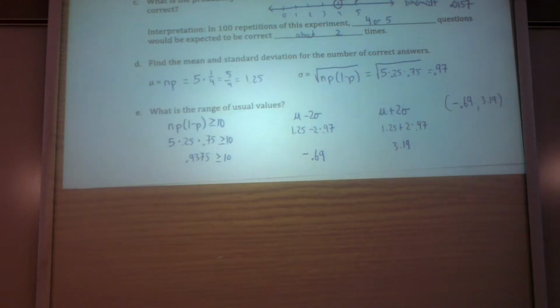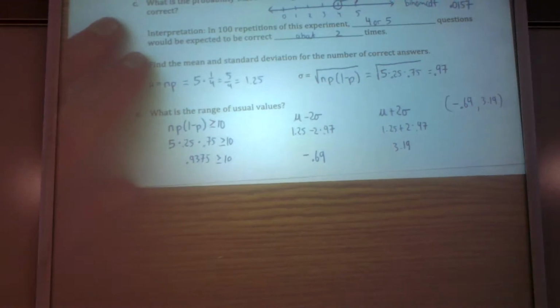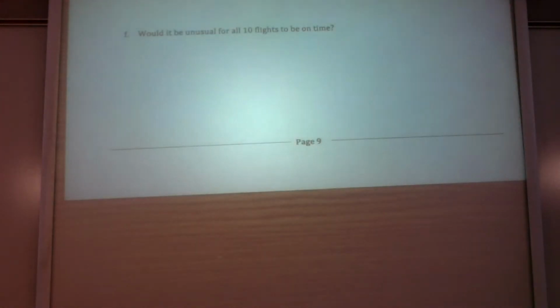Therefore, we really shouldn't be assuming it follows 68, 95, 99.7. But you are going to see ones where your sample size is larger, so we can say that that's true. All right, now we've gone over how to do this.